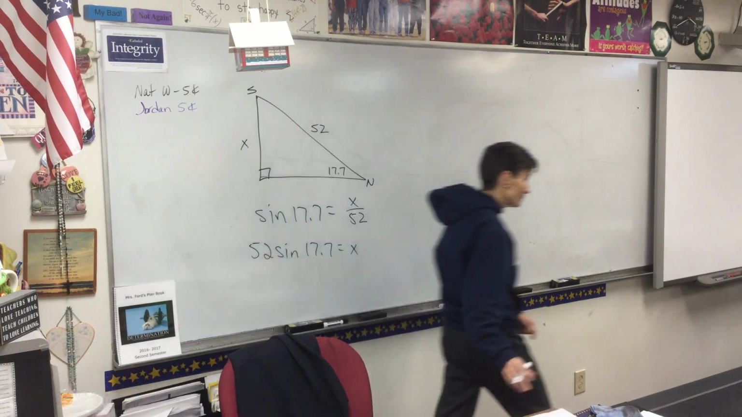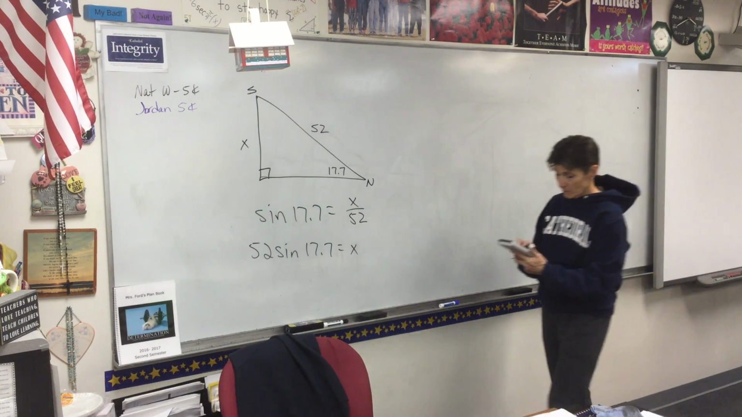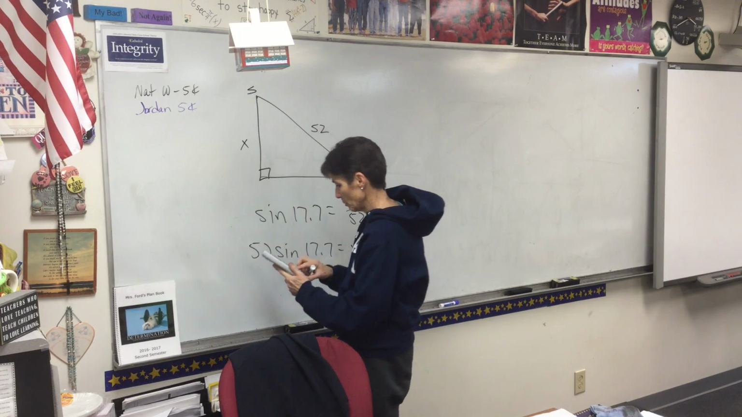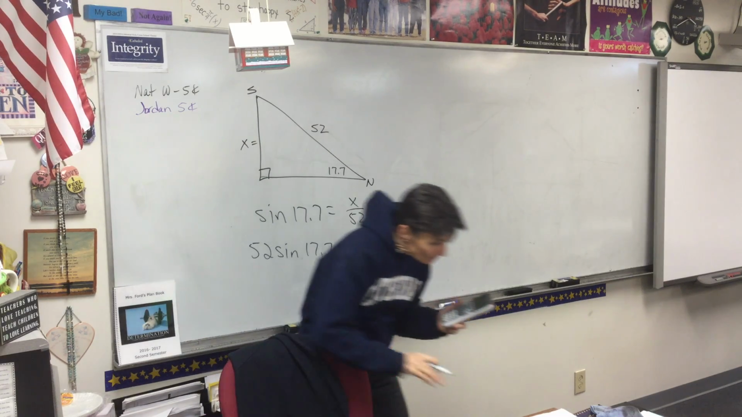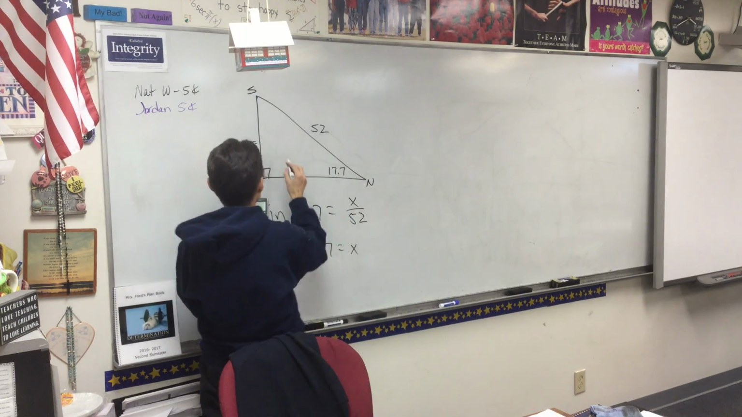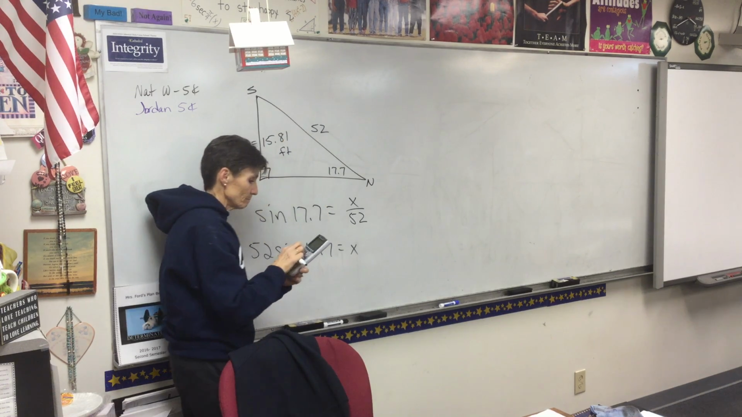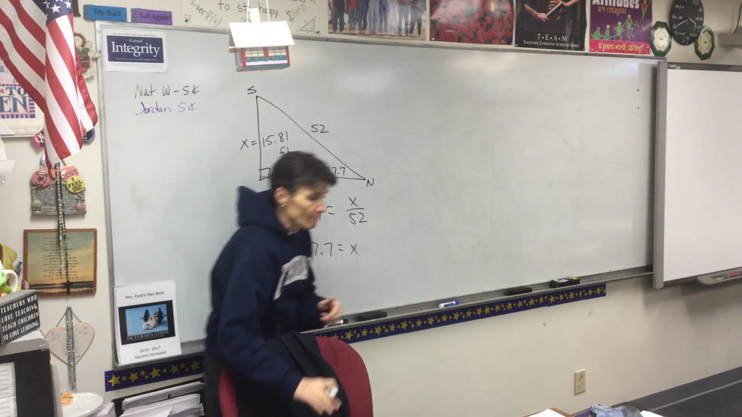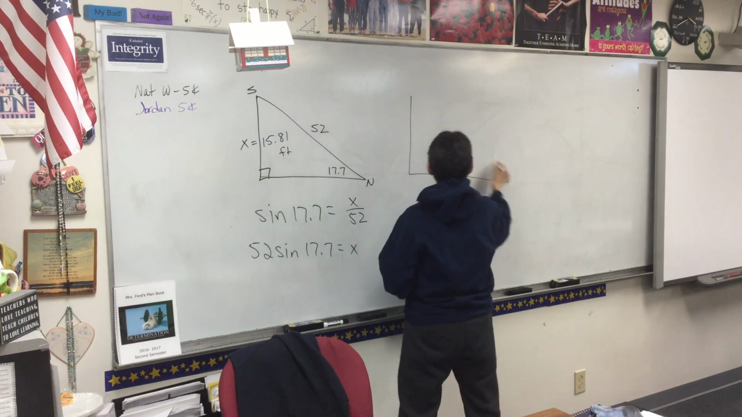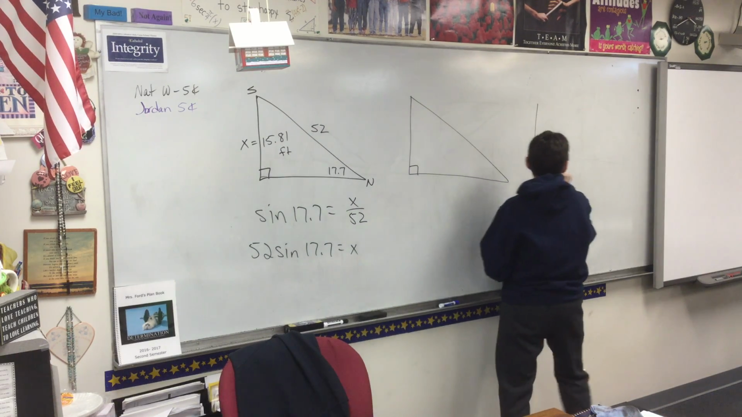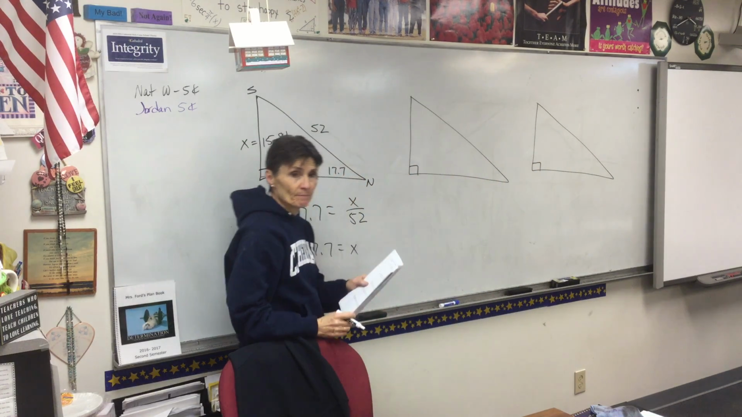And then we just type it in. So 52 sine 17.7. I think the tree, what am I supposed to round to? 100? I think the tree is 15.81 feet. Everybody still with us? Yeah.